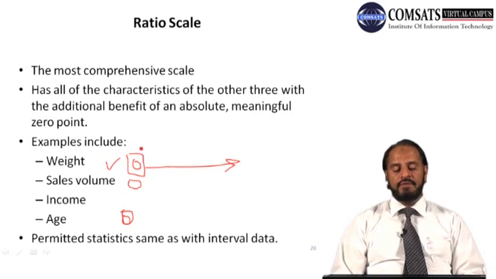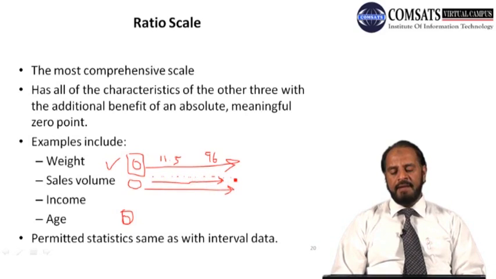So a ratio scale allows you, if you're giving weight, it could be 11.5, or it could be 96, or it could be 0 if you have no weight. While collecting some kind of data, you might come across certain situations like this. Or volume, this is where you will find that you might not have any sales. You might have it in millions, in trillions, or 0. So the information you have is open. The extent of the information you can get is limitless.